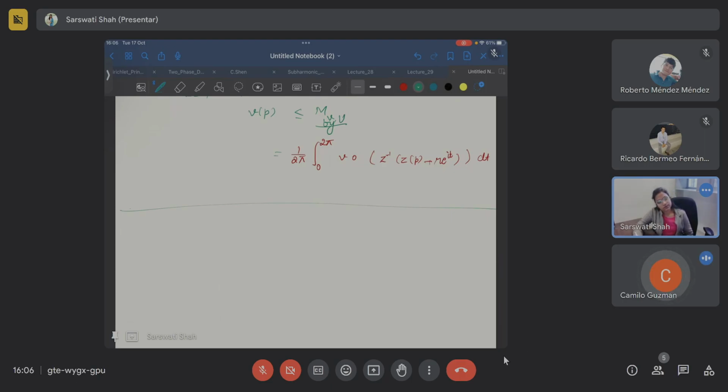Sorry, can you repeat the question, please? What is the equation of the heat equation?